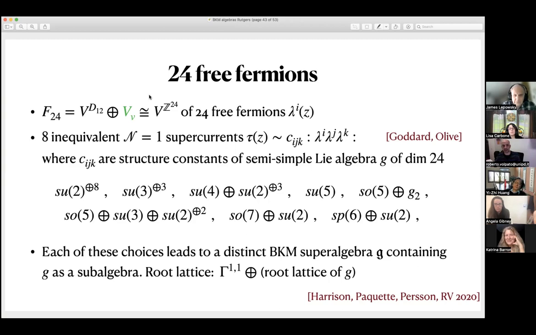So really it is the same vertex superalgebra, but the choice of different N=1 supercurrents gives different nilpotent operators that you use to build the cohomology. And then different nilpotent operators to build the cohomology give really different algebra structures. So this is quite weird in a sense, but this is the way it works.